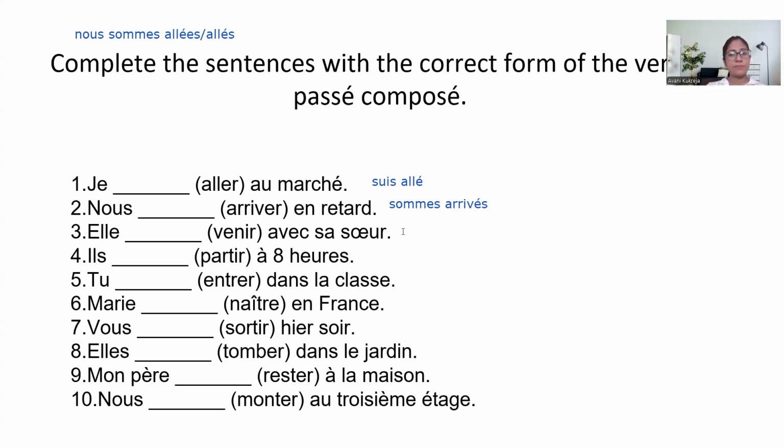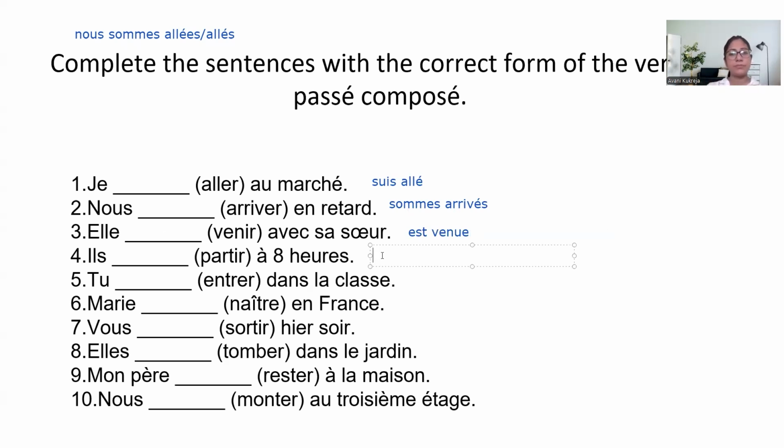Elle. What comes with elle in être? Elle est. And what is the past participle of venir? Elle est venue. Venue will be with an extra E because elle is a female.